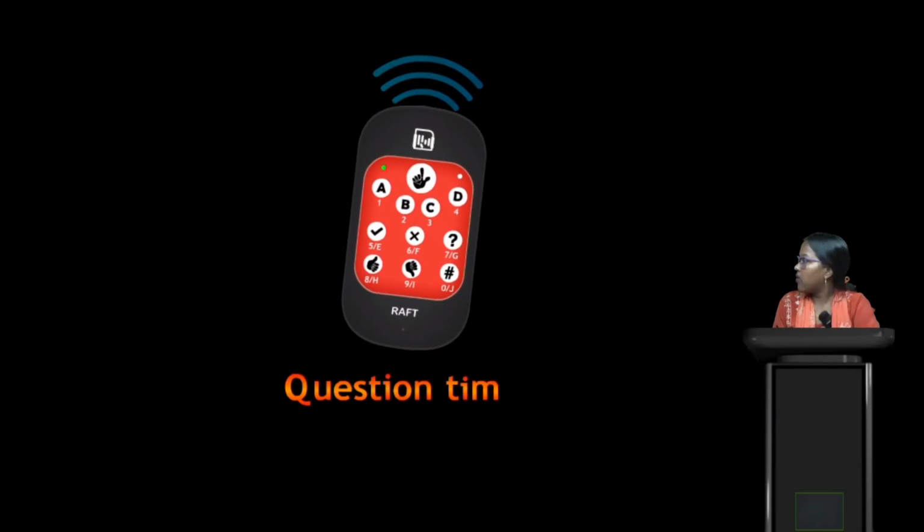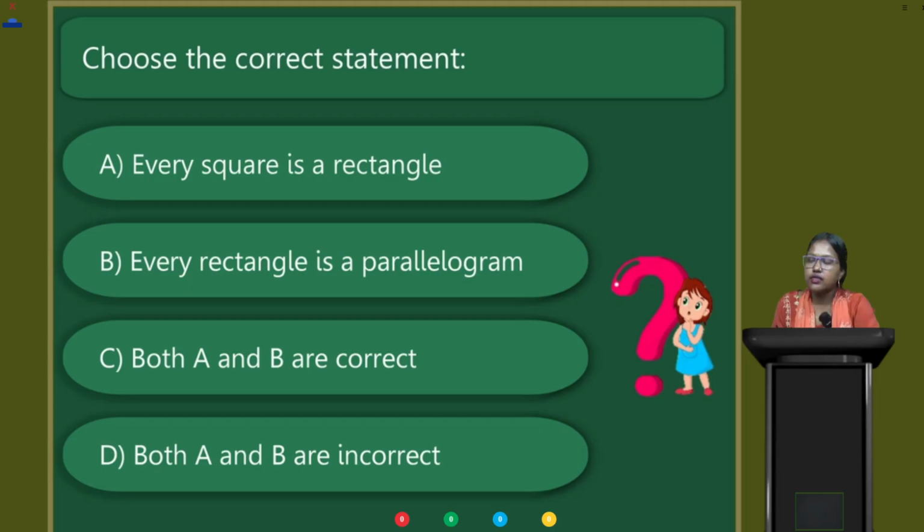Okay, here is one question time for you all. Let's see how many of you are able to answer this question. Choose the correct statement. The options are: A, every square is a rectangle; B, every rectangle is a parallelogram; C, both A and B are correct; D, both A and B are incorrect.